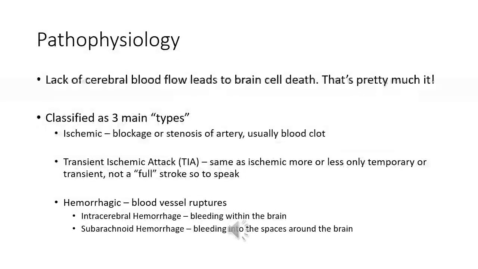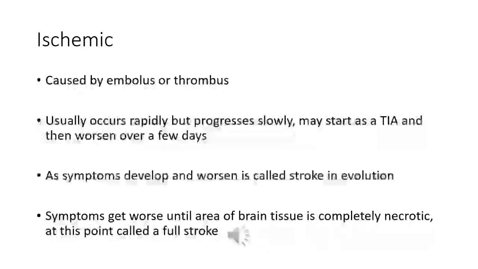It can happen in the intracerebral space, so that means that the bleeding is actually happening inside of the brain, or the subarachnoid space, which is in the space around the brain. So bleeding in either of those places would be a hemorrhagic stroke. And the symptoms and signs are fairly similar, but again, the treatment and kind of what it means is going to be a little different.